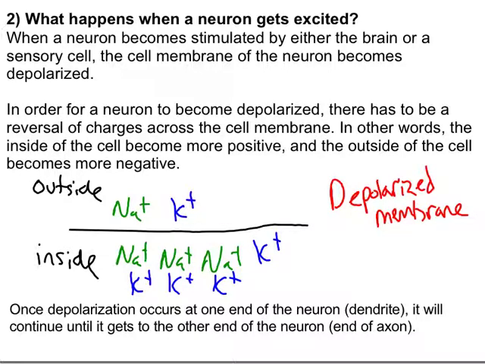Okay, in reality what happens here is that there's gates on the cell membrane that let only sodium in. So when depolarization occurs, when the neuron gets excited, those sodium gates open, sodium rushes into the cell, reversing the charge. And that is the depolarized membrane. Now once depolarization occurs in one location on the membrane of the neuron, it will continue until it gets all the way to the other end of the neuron. Now, if you look at your neuron, this would start in the dendrite and finish in the axon. Okay, so key here is depolarization, reversal of charge.